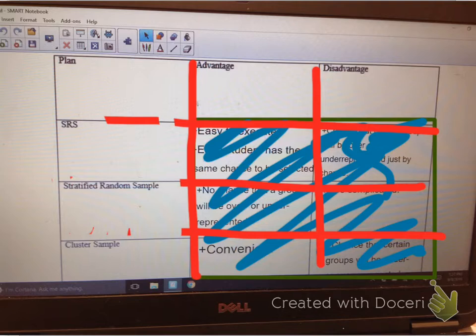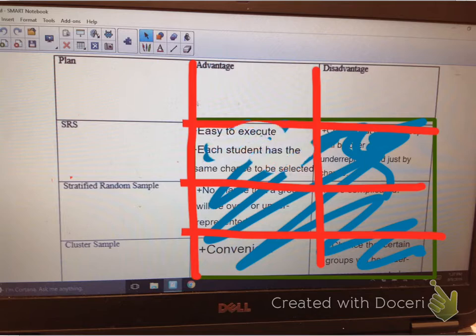Remember the goal here is we need to get data, and we need to get data the right way. So it's like our crock pot method where we stir it up. It needs to be random. That's very important. Let's talk about an SRS. What's an advantage of an SRS? The advantage of an SRS is it's relatively easy to execute. Each student or each individual has the same chance to be selected.